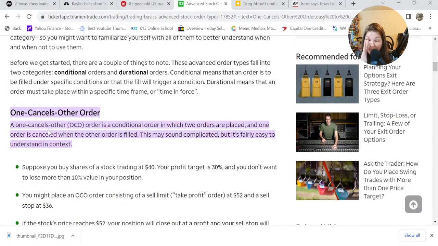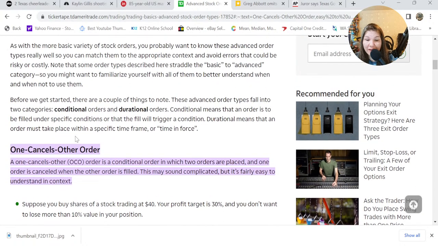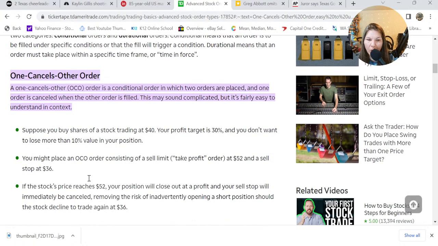So, what we talked about yesterday, one cancels the other. Does anybody know what it is? I'm going to tell you right now. A one cancels other order, or an OCO, is a conditional order in which two orders are placed and one order is canceled when the other order is filled. Makes sense, guys. One cancels the other. Two conditions, one of them gets filled, the other one gets canceled. This may sound complicated, but it's fairly easy to understand in context.